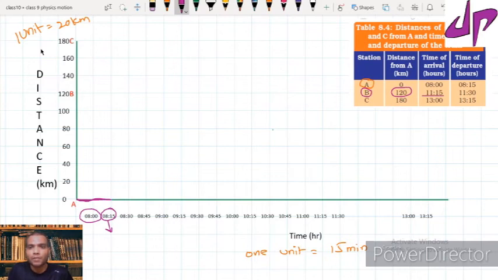So this is my 11:15 and this is the corresponding point for station B. For station B, it reached at 11:15. So at 8:15 it started from station A, it continued and it reached station B at 11:15. In that time, it traveled 120 kilometers. Now, how do we represent that? We will plot a line from here to there since it is moving forward.